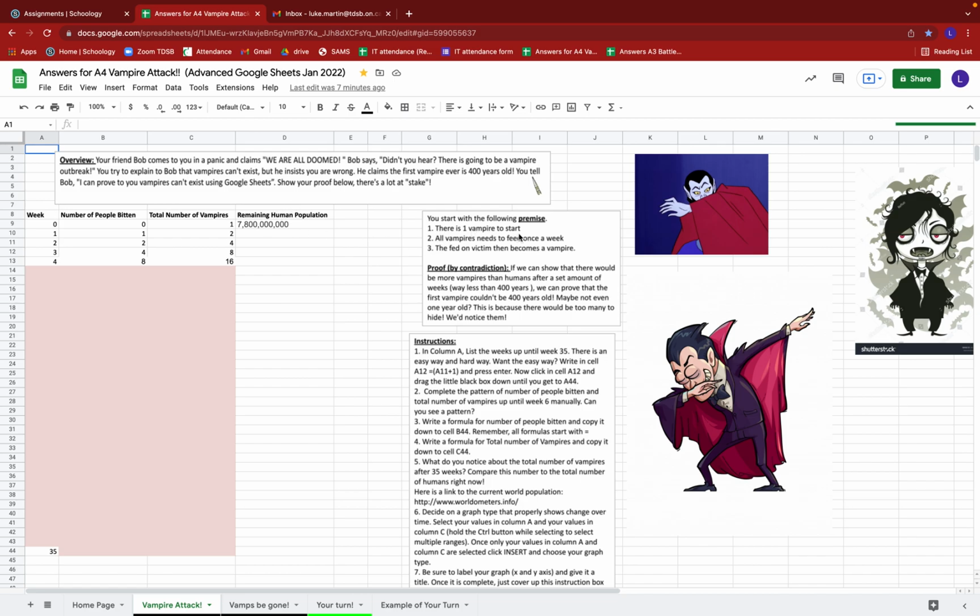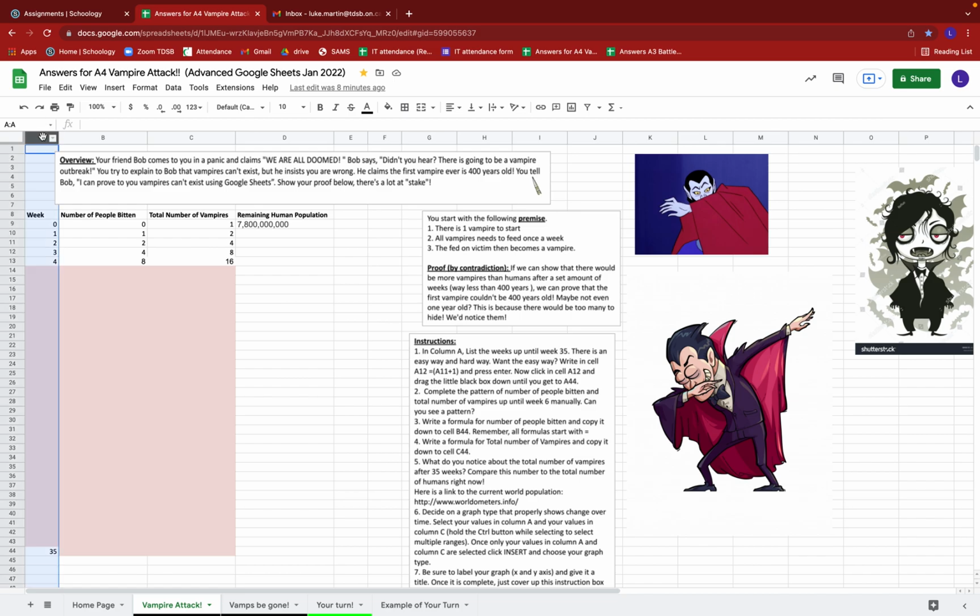We also have a couple other things. The one vampire at the start, and all vampires need to feed once a week. This is kind of the premise of our proof. We don't know what's true and what's not. Vampires don't really exist, so we're kind of making up the rules here. And number 3, the fed-on victim then becomes a vampire. So if you're a human and you're bitten by a vampire, you also become a vampire. That is in some vampire lore, but not all of it. So we're going to go with that to make this proof happen.